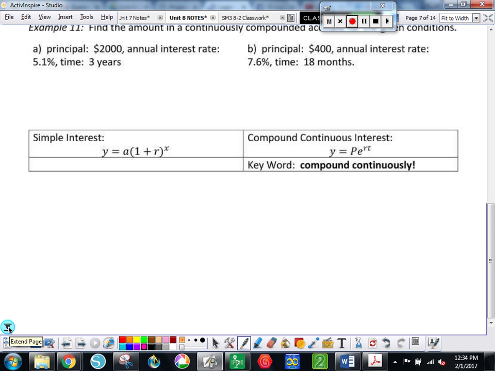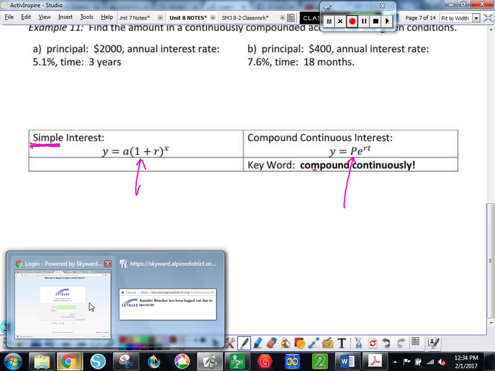So the two equations you need to know and when to use them. If it's just simple interest, that's kind of the key word here, you'll use this formula. Now it has y there instead of A of t. Is that okay? The other one, compounded continuously, uses the e formula. Those are the two differences. And I believe that is the end of the notes.